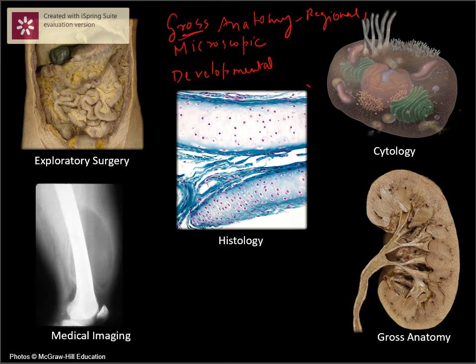Then you have systemic anatomy, where you're studying a body system. For example, the heart and the cardiovascular system, right? That's an example of systemic anatomy.